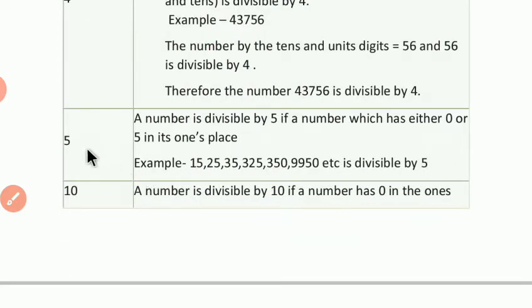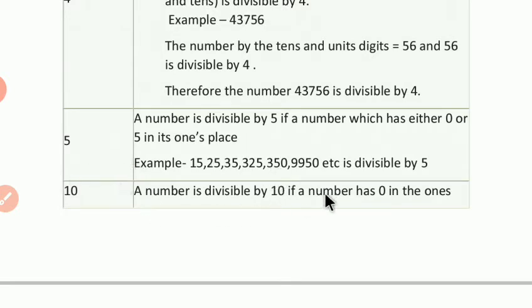Now by 5. How to check whether a given number is divisible by 5? A number is divisible by 5 if it has either 0 or 5 in its ones place. Ones place means the first place. For example, 15, 25, 35, 325, 9,950. These are divisible by 5 as they have 0 or 5 in the ones place. You can also see that all the multiples of 5, all the numbers which come in the table of 5, usually have 0 or 5 at the end.